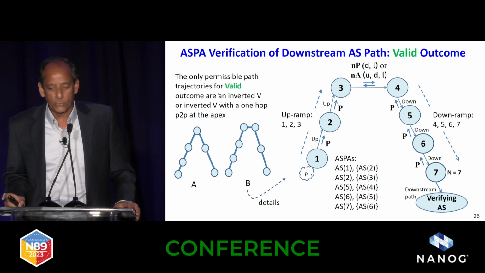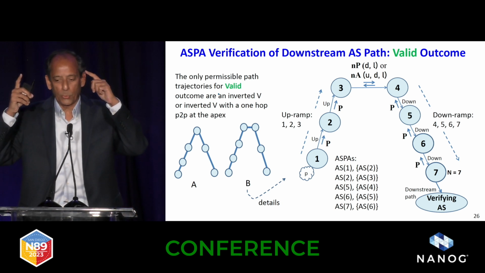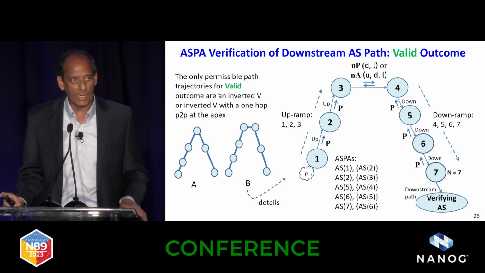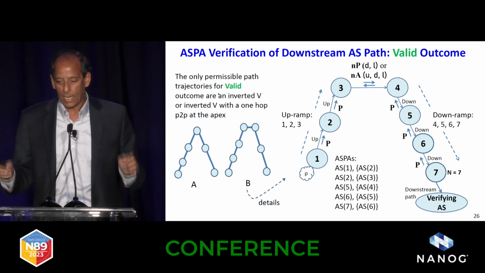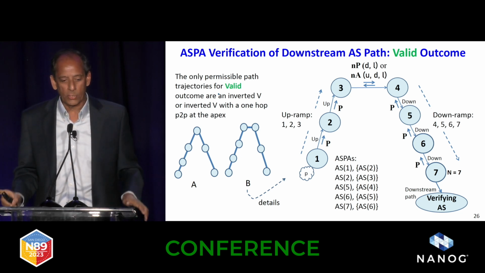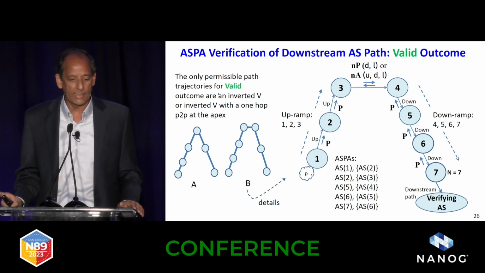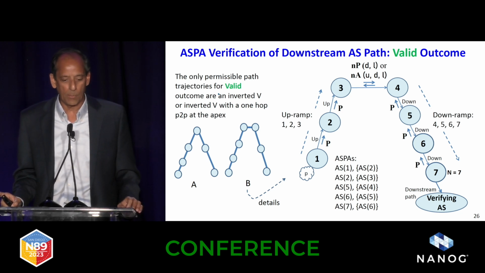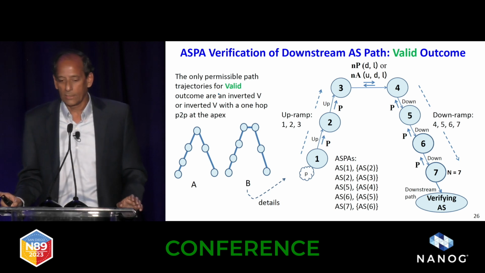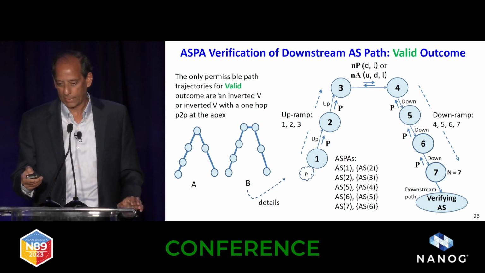So if it finds those, and at the apex points, this is using again ASPA and the hop check function. At the apex between 3 and 4, if there is one hop, that is still okay, and if there is no hop at the apex, there is a single node at the apex, that is also fine. So in those 2 cases, path is valid.